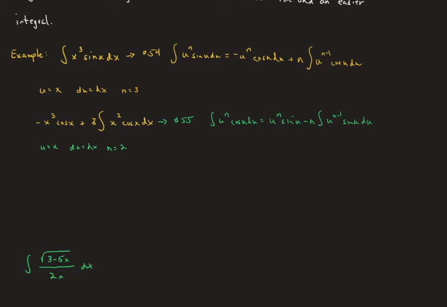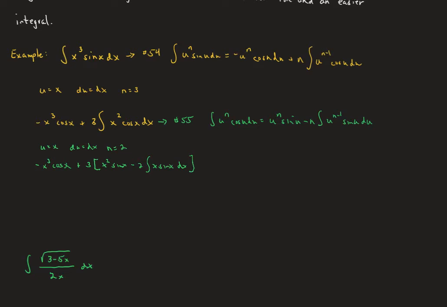And so we're going to get that we still have that original negative x cubed cosine x, and now we're going to go plus 3 times our x squared sine x minus 2 times the integral of x sine x dx.